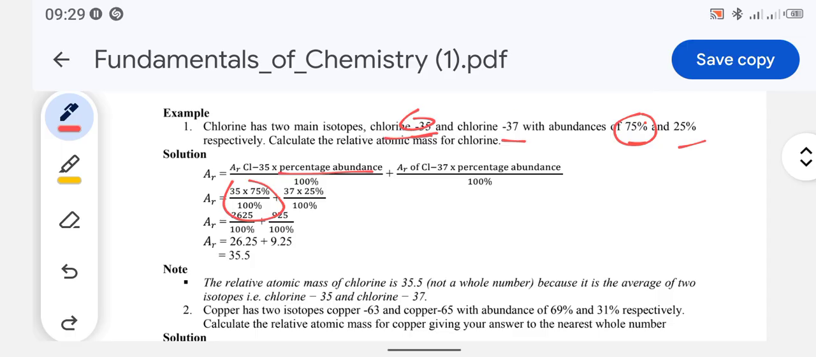So you do the same thing on the second isotope. You multiply its mass number with its percentage abundance, which is 25. When you do the calculation properly, you should get something like this.